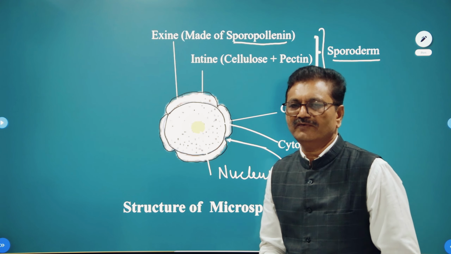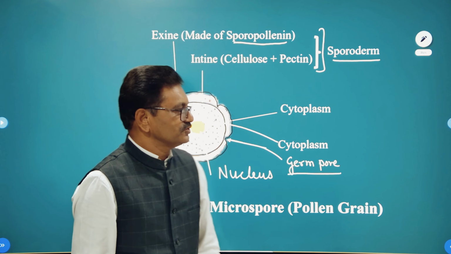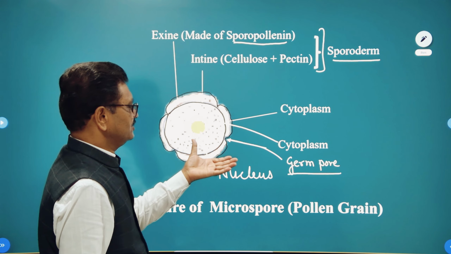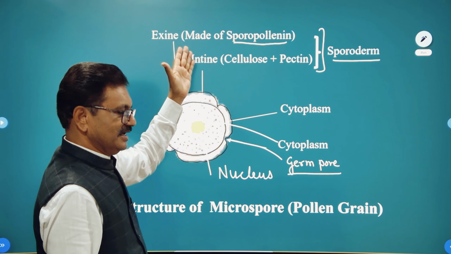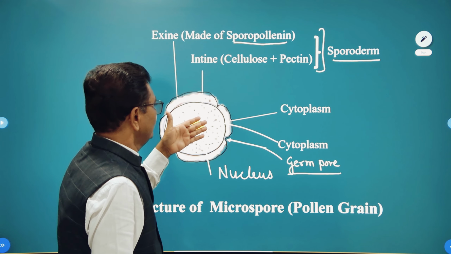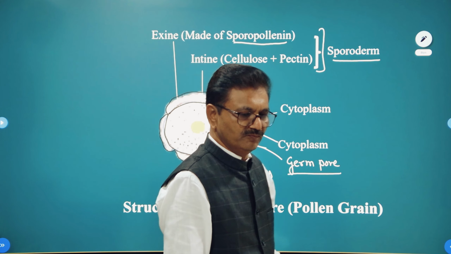This is the structure of pollen grain. इसके ऊपर कभी कभी क्वेश्चन आ जाते हैं एग्जाम में. So if you want to describe the structure of pollen grain, simply you can say the outer wall of pollen grain is exine, inner wall is intine, then it has a cytoplasm, nucleus and germ pore. So this is the structure of pollen grain.